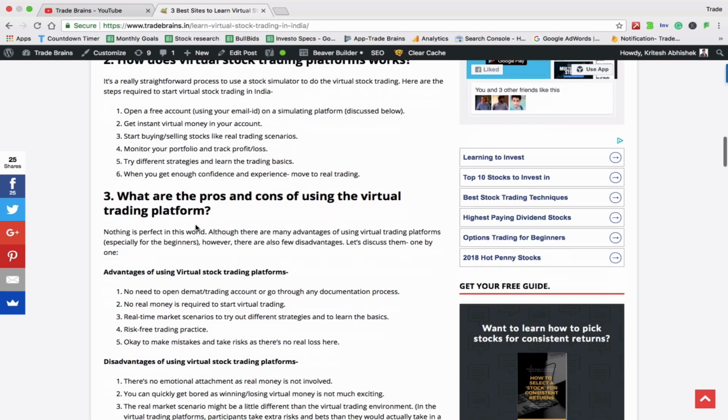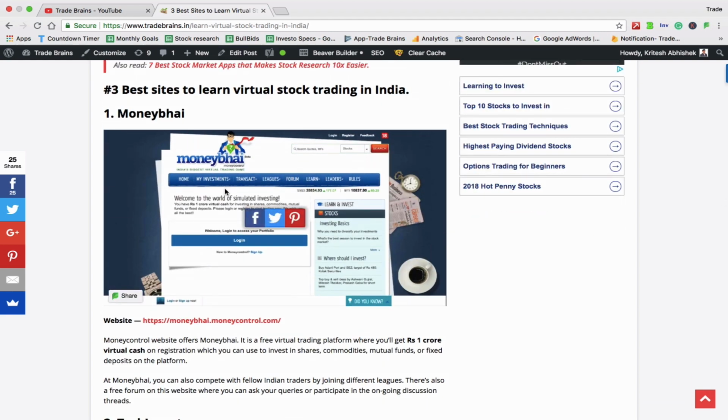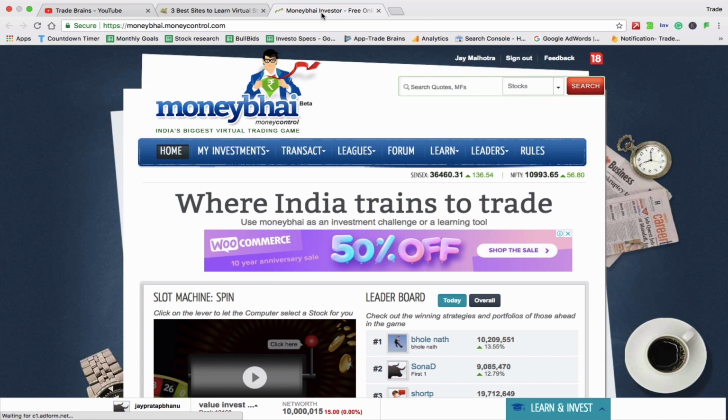The first one is MoneyBuy. The website of MoneyBuy is moneybuy.moneycontrol.com, and it is owned by Money Control. So it is also a virtual trading platform where on registering you will get an amount of rupees 1 crore that you can use to buy and sell stocks.